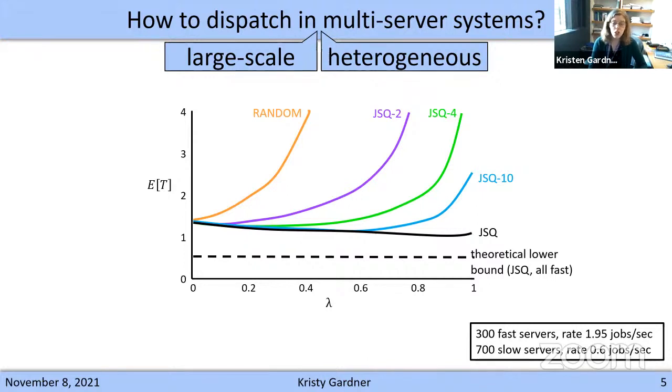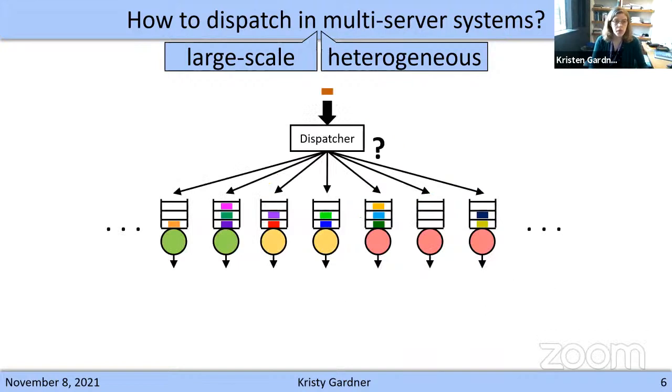But at low lambda, at very, very, very low load, we should actually be able to meet this lower bound. Because when load is very low, we should be able to get away with only using our fast servers. And we really should be able to find idle fast servers all the time. So there's a pretty noticeable, pretty substantial gap between what all of these JSQ-based policies are achieving in heterogeneous systems and what we think should be possible. So we want to revisit this question now of what should we be doing in large-scale heterogeneous systems?